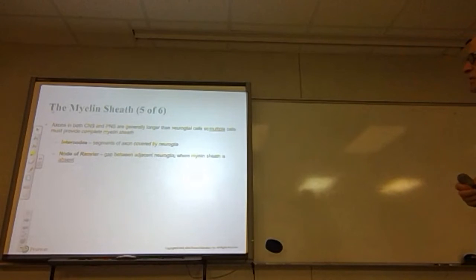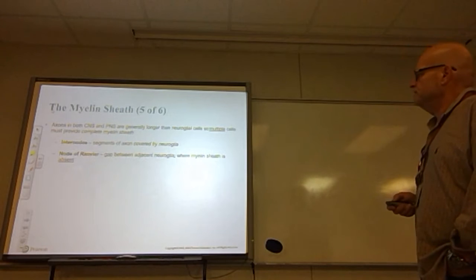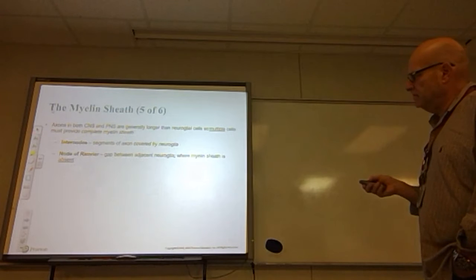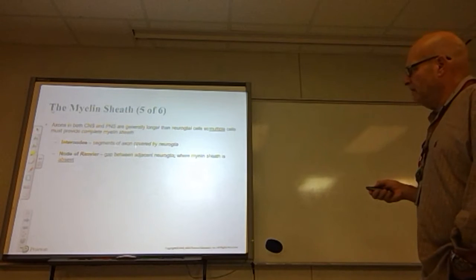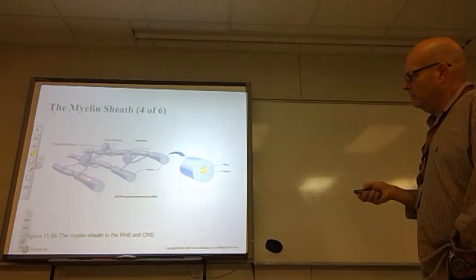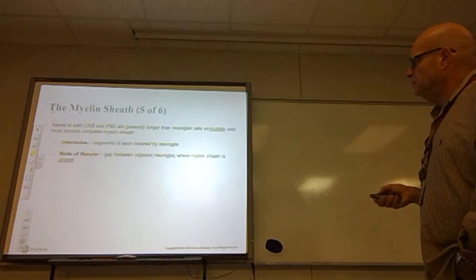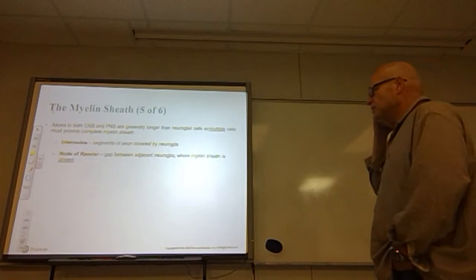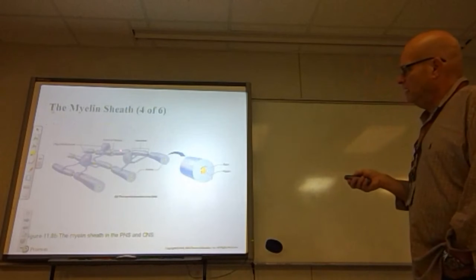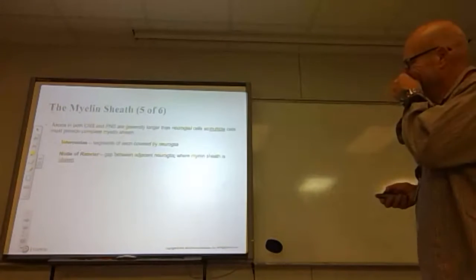The axons in both the central nervous system and the peripheral nervous system are generally longer than the neuroglial cells that are forming the sheath, so multiple cells provide the complete myelin sheath. Each segment of an axon covered by a neuroglia is called an internode. So this would be one internode, this would be one, this would be one. And then the gap between the adjacent neuroglial cells where the myelin sheath is absent is referred to again as the nodes of Ranvier. And again, there you see the gaps where the myelin sheaths don't quite touch one another.